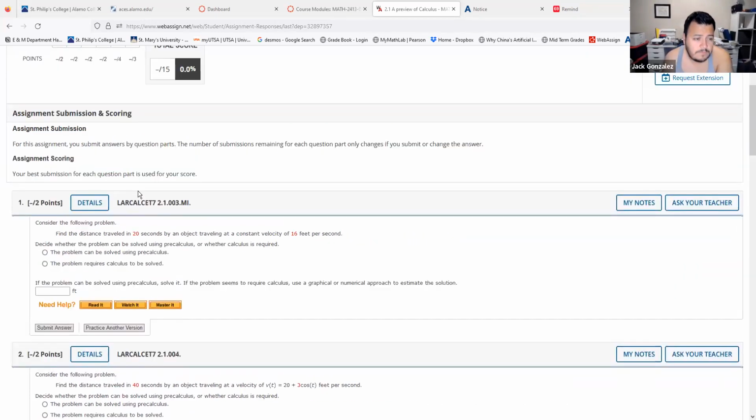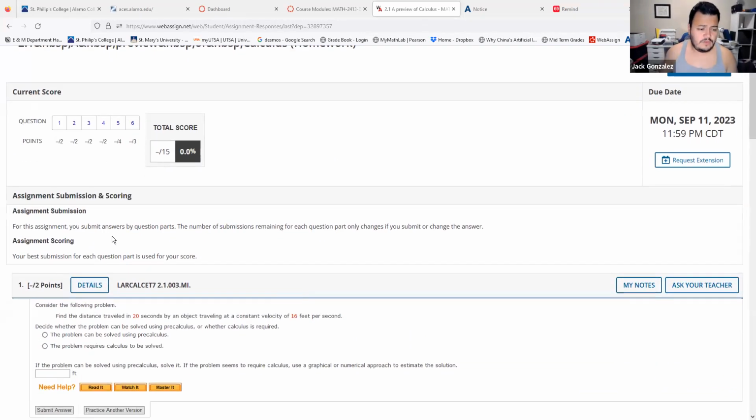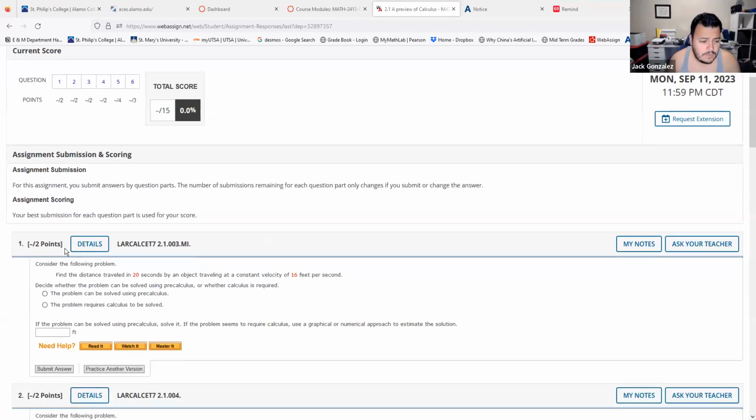So let's look at number one. If you want to follow along with your homework, feel free. If not, just start working on it when you can. Find the distance traveled in 20 seconds by an object traveling at a constant velocity of 16 feet per second. Decide whether the problem can be solved with calculus or pre-cal.